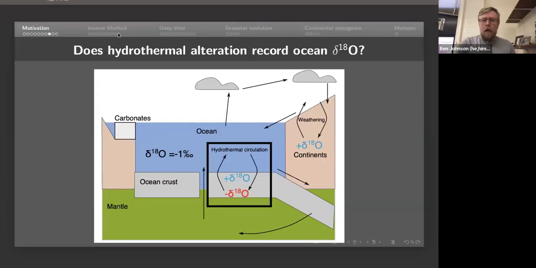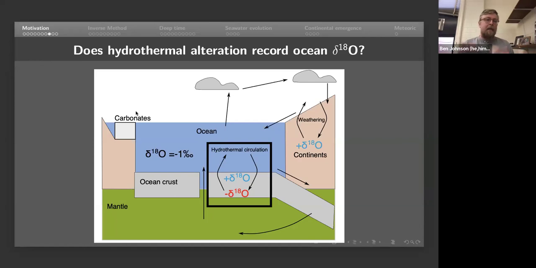And so what we're going to ask here is, there have been lots and lots of attempts to use the chemical sedimentary record. I have a schematic carbonate platform over here on the left-hand side of the diagram as a proxy for this seawater δ18O value through time. And I'll come back to these a little bit at the end. But there are some challenges with using the sedimentary record.